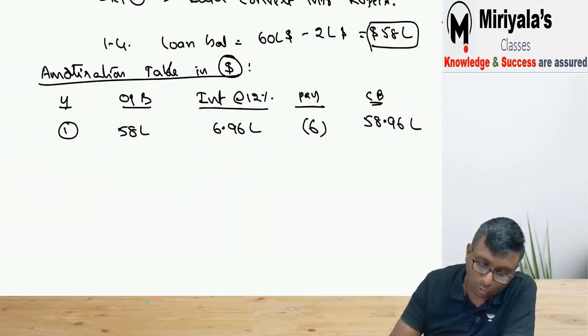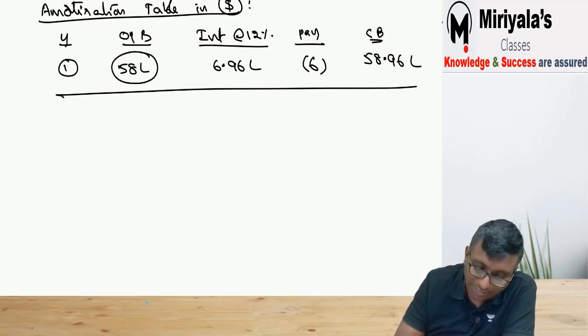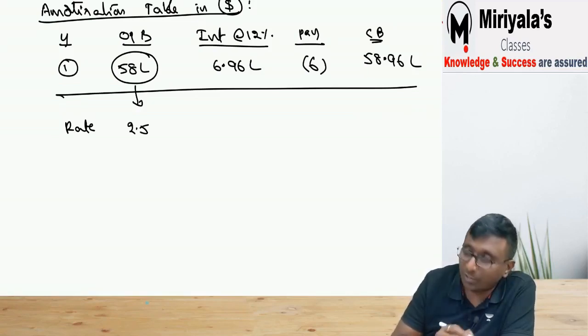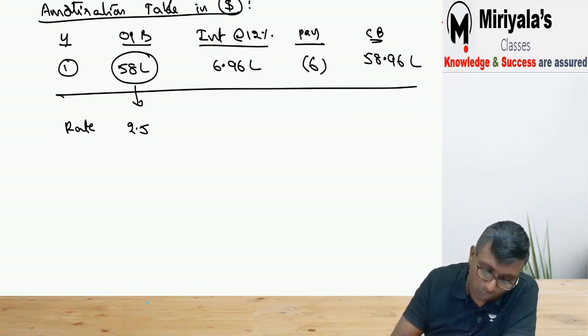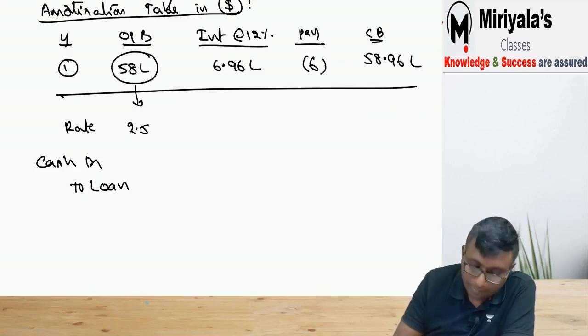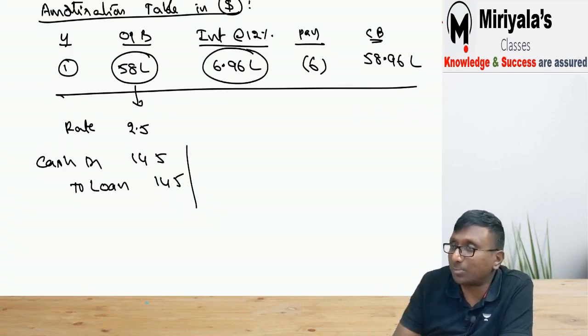Now, this is the opening balance when you have taken the loan. What is the rate on that date? 2.5. Convert at 2.5. So, cash account debit to loan. Calculate, multiply: 145.